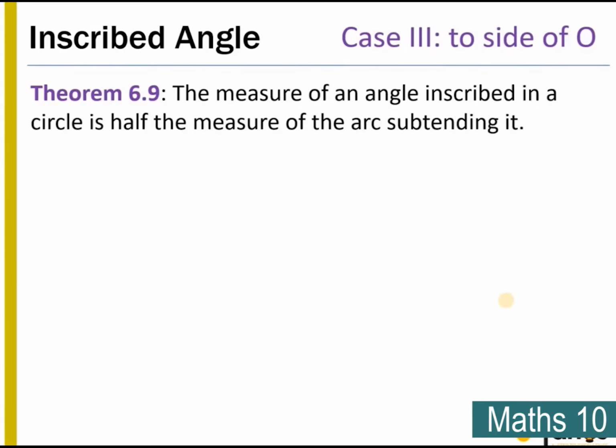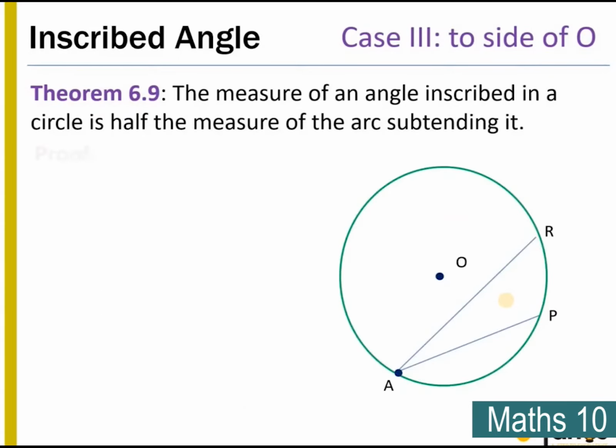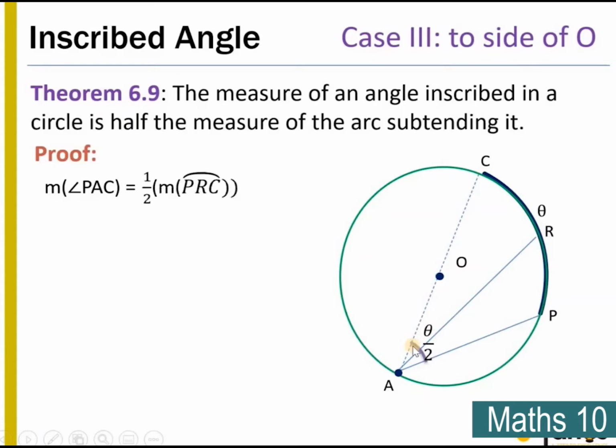Case 3, to the side of O. So in this case, here's our arc and here's our angle. Again, we'll draw a line from A through the centre, which meets the circumference at the point C. From case 1, we know that if the arc CP has a measure of theta, then the angle PAC has a measure of half theta, because the angle PAC is half of the measure of the arc PRC.